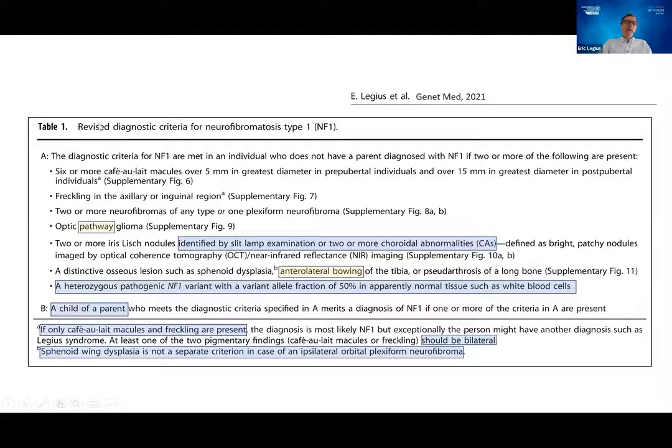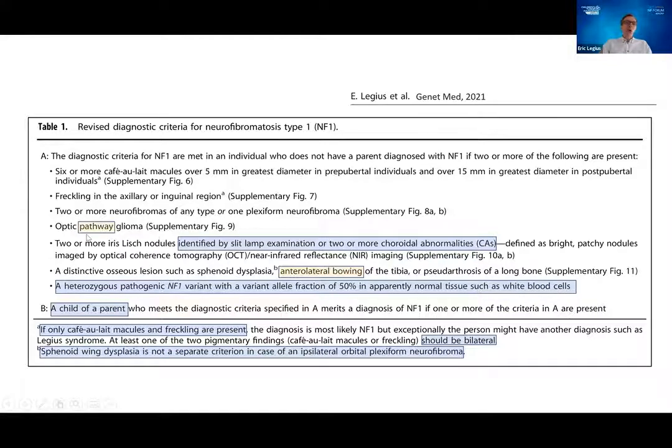So we ended up with this new set of criteria. And as you can see here, the first criterion with 6 or more café au lait spots was not changed. We kept this criterion. Also, freckling in the axillary or inguinal region was kept as it was. 2 or more neurofibromas also. But then the 4th, we just changed it a little bit and we changed it into optic pathway glioma, which is a more appropriate terminology that is used today.